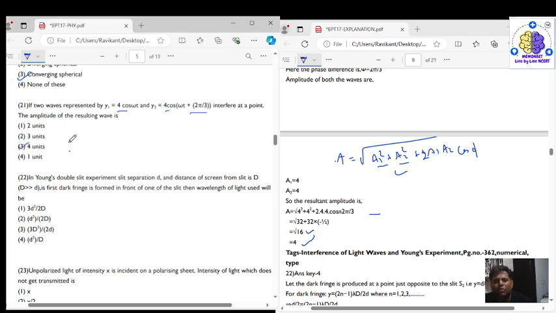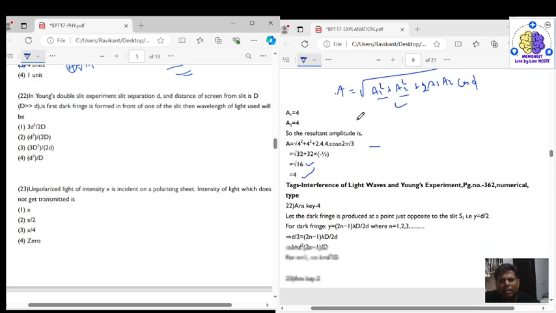So the formula we have used is: the amplitude of the resultant wave is equal to under root of A1 square plus A2 square plus 2 A1 A2 into cos phi, where A1 and A2 are the amplitudes of the two waves and phi is the phase difference between them. So here in this question A1 and A2 both are 4 and phi is equal to 2 pi by 3. Putting these values and calculating, we get resultant amplitude as 4 units, right? Now let's come to question number 22.